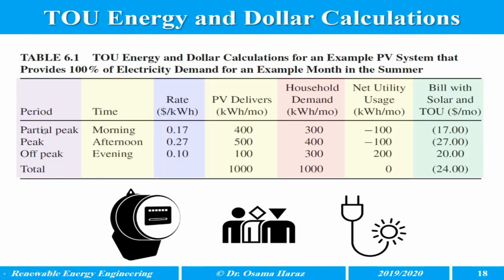This table shows different periods of time, morning, afternoon, evening, with different rates. For morning and evening, they have a small rate, while in the afternoon they have a high rate. Suppose your PV system delivers this amount of kilowatt hours per month, and suppose your household demands this column. You can see the net utility usage with these numbers, and when you multiply the net utility usage by the rate, you get the amount of dollars.